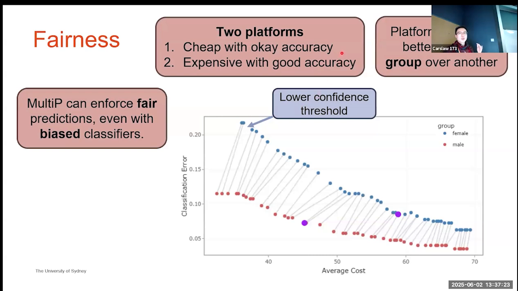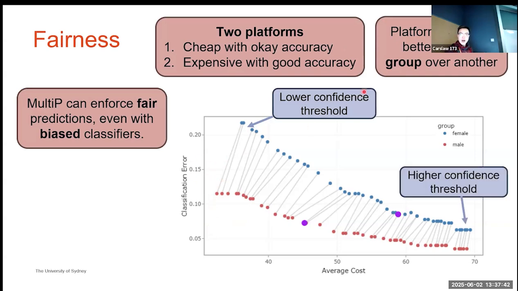So for example, on the top left, this is what happens if you use a lower confidence threshold. What that means is that you are mostly classifying people with your cheap platform, right? So you're mostly using this cheaper, less accurate platform. That's why you have a lower cost but higher error. Whereas if we had a higher confidence threshold, so you're passing more people onto this expensive platform, you can see that it would cost more, but it would generally be more accurate.